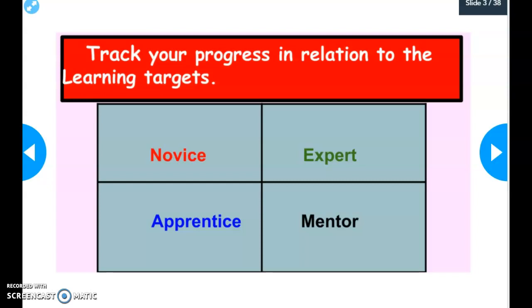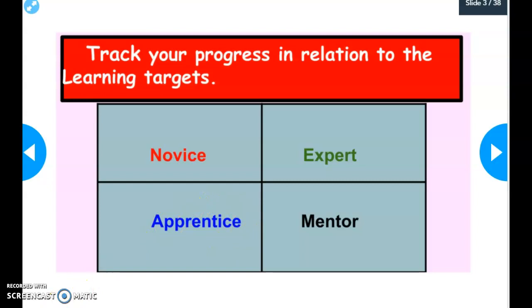Fabulous sixth graders, we would like to start tracking our progress in relation to the learning target. I'd always like to start at the novice level, where we don't know any word, but I'm sure many of you are already apprentices, still learning, who know one word, maybe two. The expert will be maybe three words. Let's start our lesson at the novice level, and we hope that by the end of this session, we will be an apprentice, which is still learning.